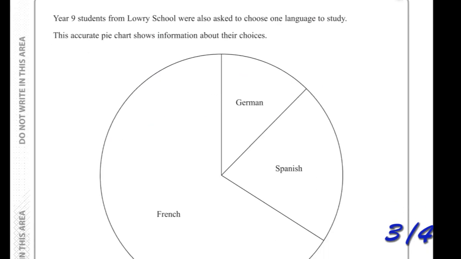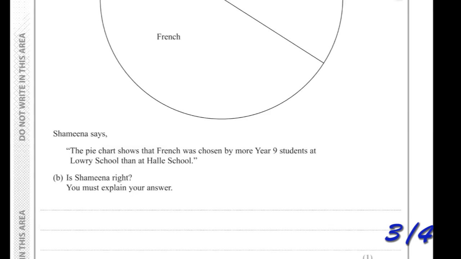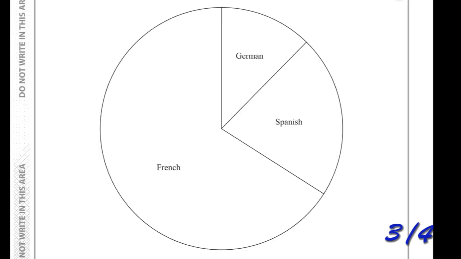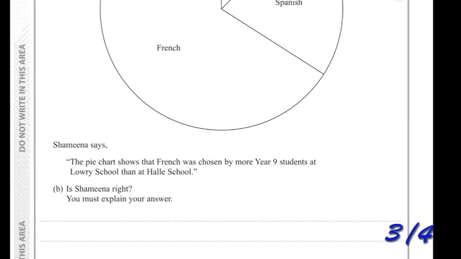In the next part of the question, they tell us that Year 9 students from Lowry School were asked to choose one language study, and they give us a pie chart for that. They tell us that Shamina says the pie chart shows that French was chosen by more Year 9 students at Lowry School than at Howley School. Now, although it's true that the French part of the pie chart is larger, all that tells us is that there was a larger proportion of students that took French. Whereas Shamina's just saying that there were more students that took French.